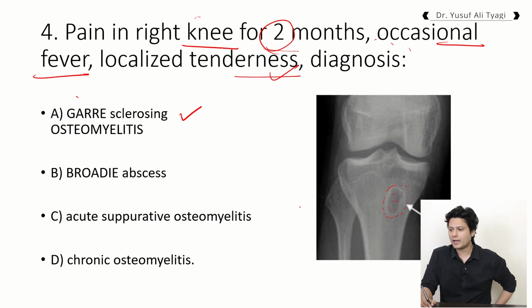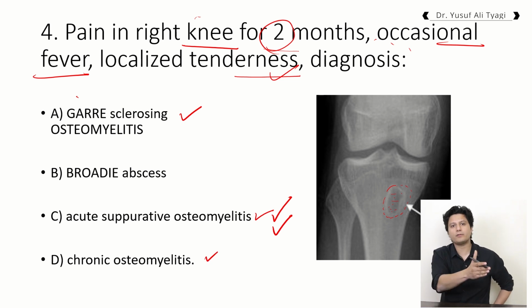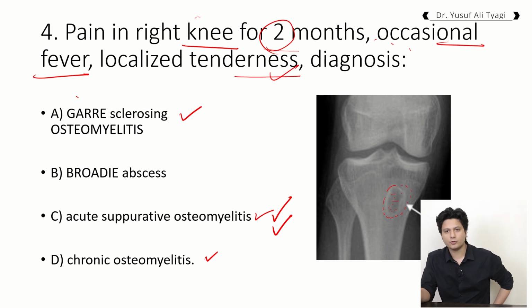If we go with Garre's sclerosing, no, it is not Garre's, as we have seen that it is a diaphyseal involvement, there is no abscess formation. Those were the keywords. As far as acute suppurative osteomyelitis is concerned, the keywords were periosteal reaction and loss of soft tissue planes. As far as chronic osteomyelitis is concerned, what we have discussed is the presence of sequestrum, involucrum, the cloacae or the sinus. Neither of these terminologies have been used inside the question. So what we are left with is the Brodie abscess.